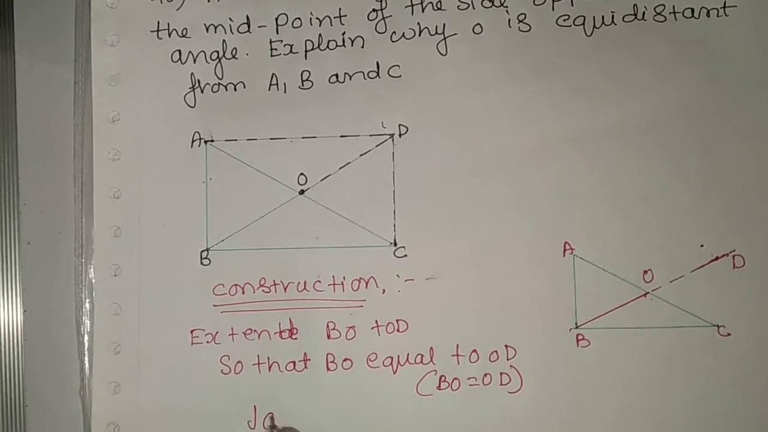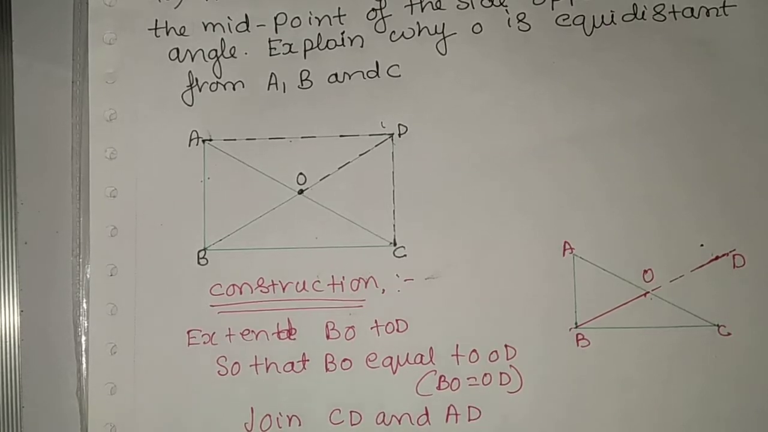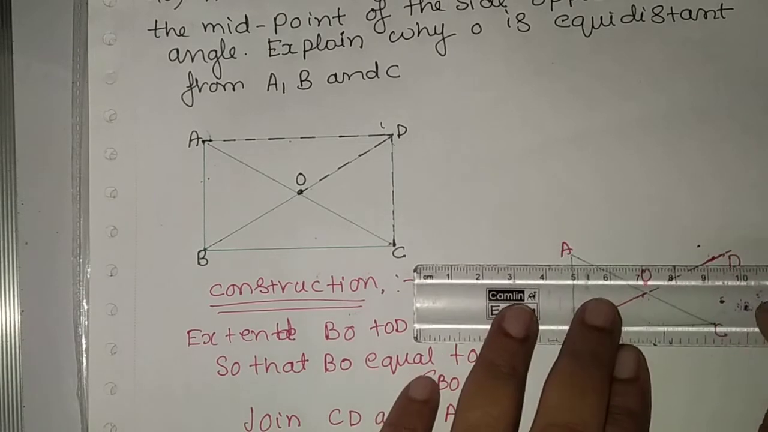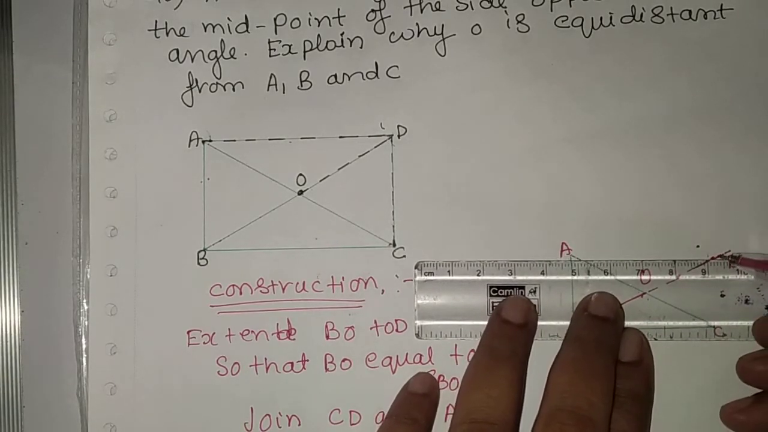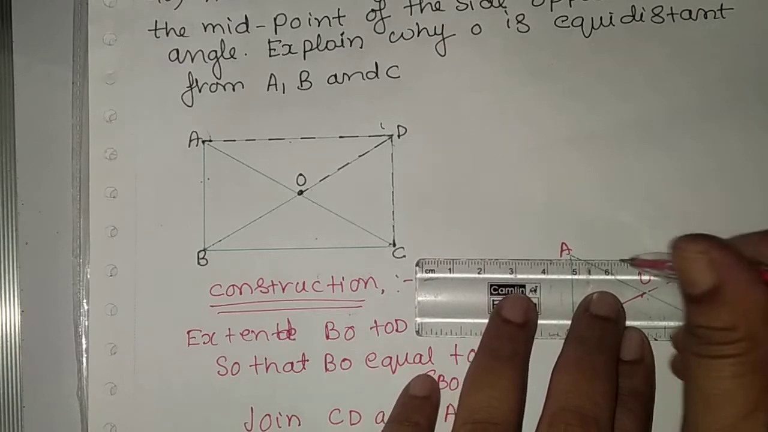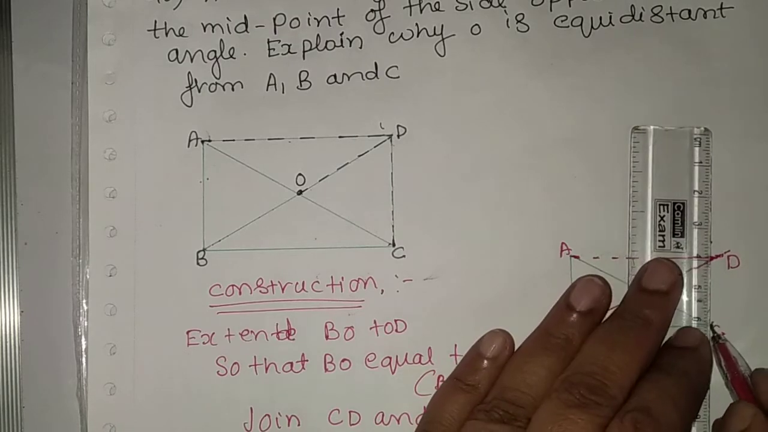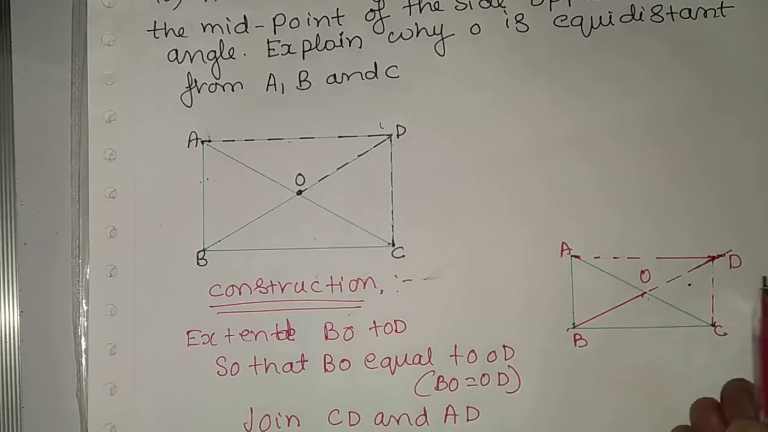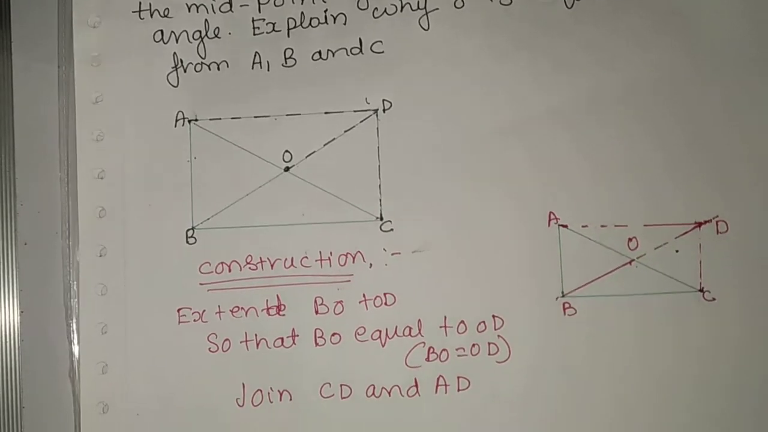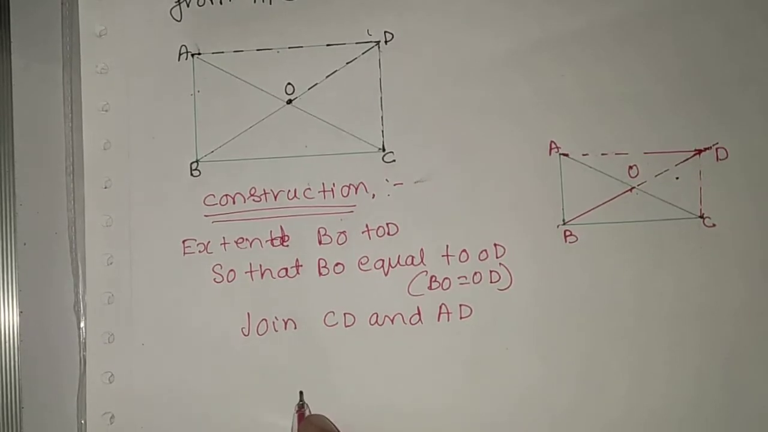Next is join CD and AD. So what we have to do, we have to join this. This should also be in dotted lines. This is a rough figure, so refer to the main figure. So we join CD and AD.